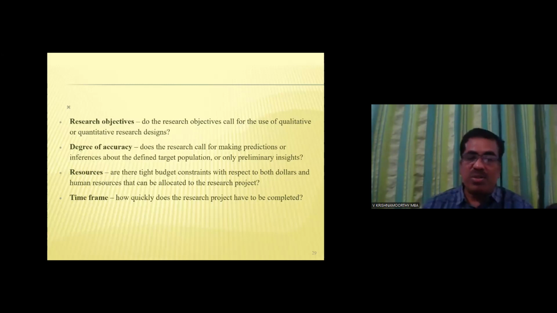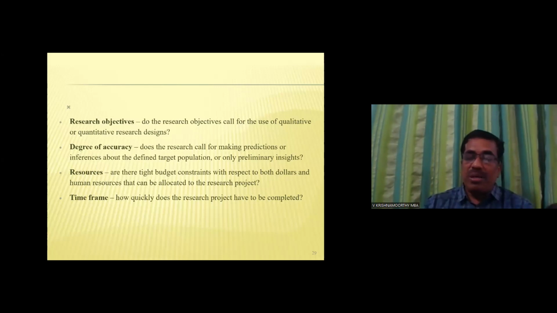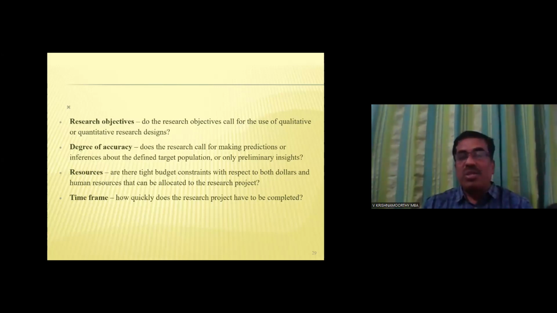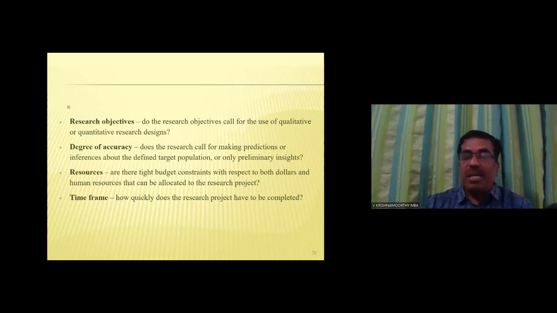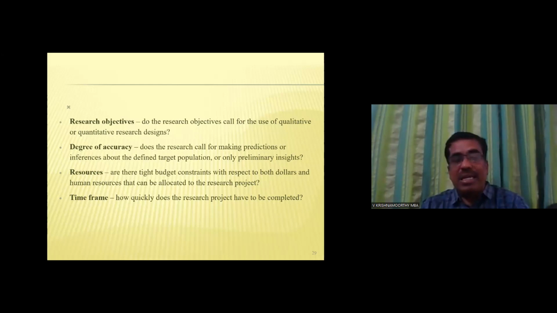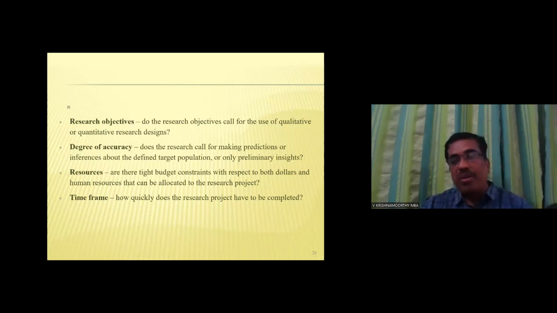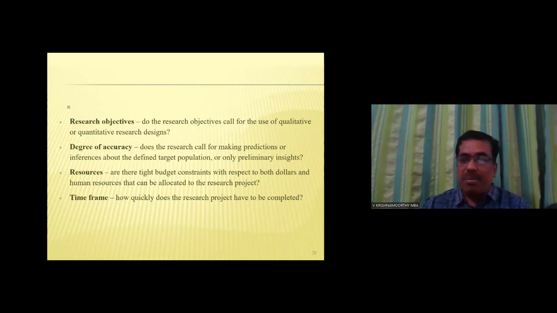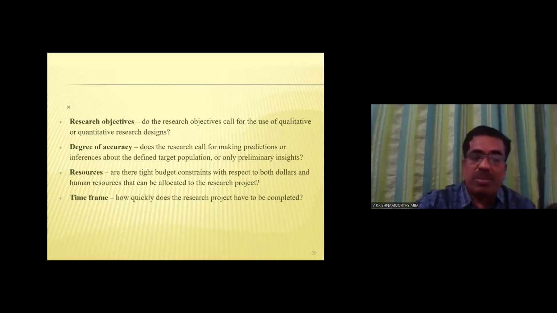Similarly, let's take resources. If you want to do research, you need some financial resources, and you need some other resources. When our resources are scarce, in such circumstances, you cannot expect to use the probability sampling method. Another important thing, time frame. For example, if you have a sufficient time frame, 4 or 5 years, now you can use the probability sampling method. If you have very limited time and you don't have any sampling frame, in such circumstances, you are supposed to use only the non-probability sampling method.